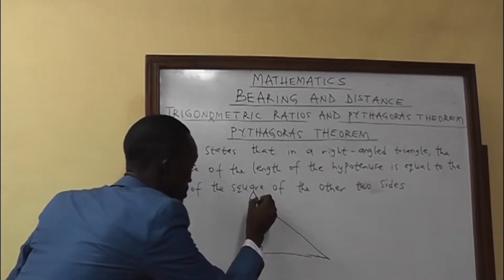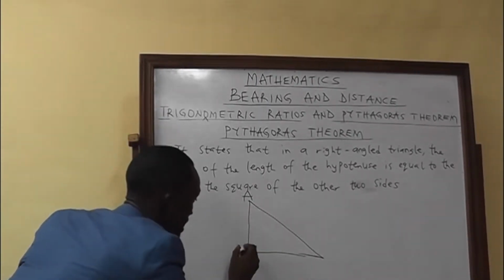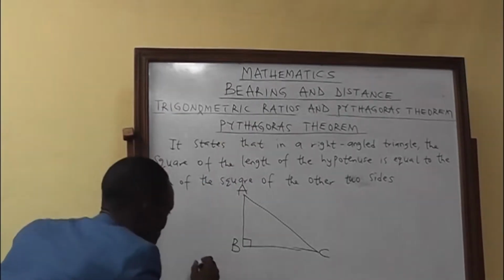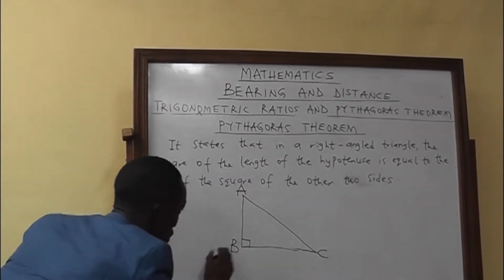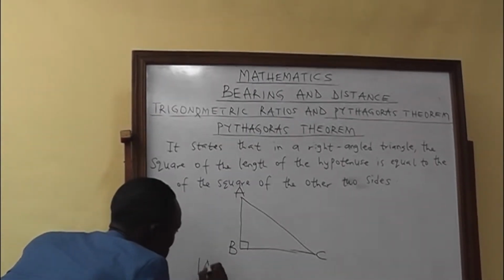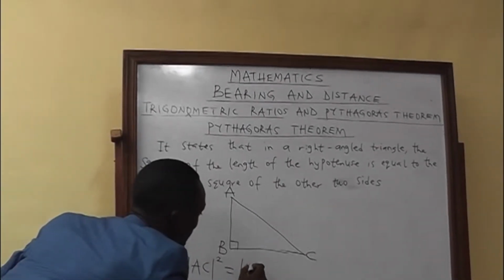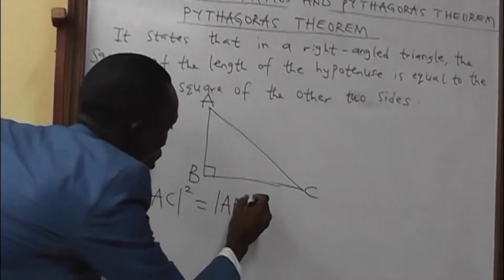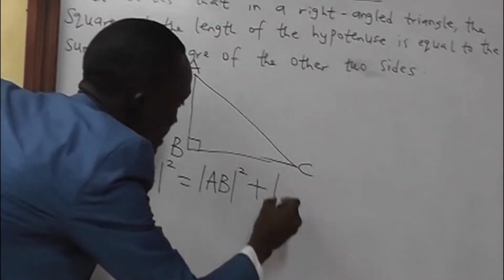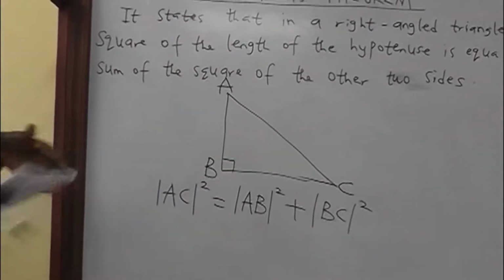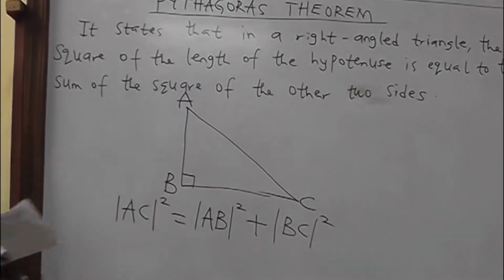What I am trying to say is that if this one is A, and this one is B, and this one is C, what the theorem talks about is that the length of this one, which is AC, squared, is the same thing as taking the square of this one and adding it to the square of the other side. That is what this whole story is all about.